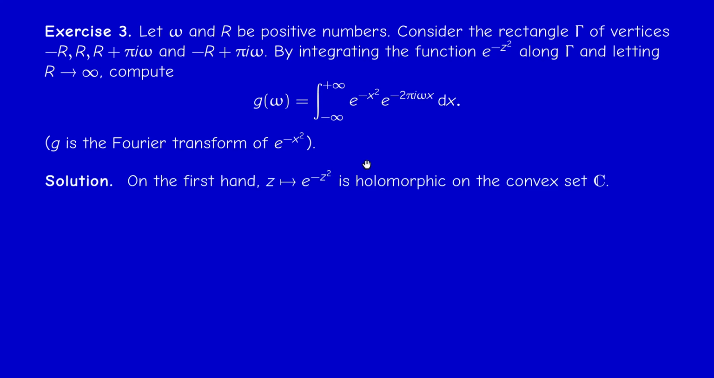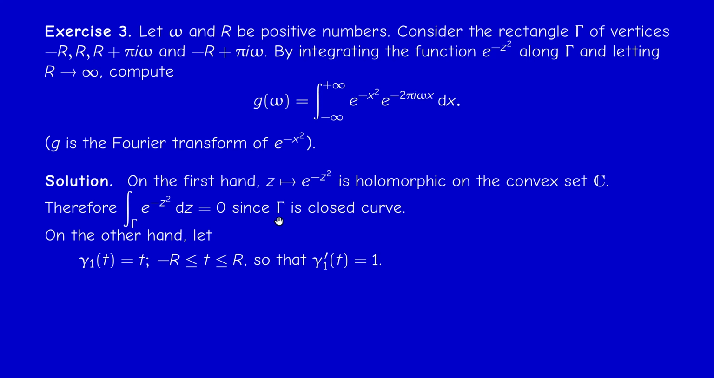Like the second exercise, the function that I need to integrate is holomorphic on the whole plane, which is convex. So it has an antiderivative, and therefore the integral over any loop is 0. Now, as in the previous exercise, we just have to split the integral along paths composing the loop. There are 4 of them. The first one is the horizontal line joining minus r to r. So a parameterization is, of course, gamma 1 of t equal t, and therefore gamma 1 prime equal 1.